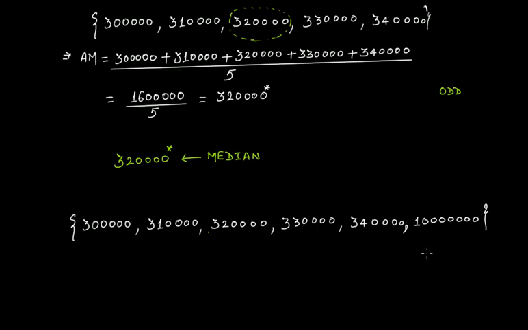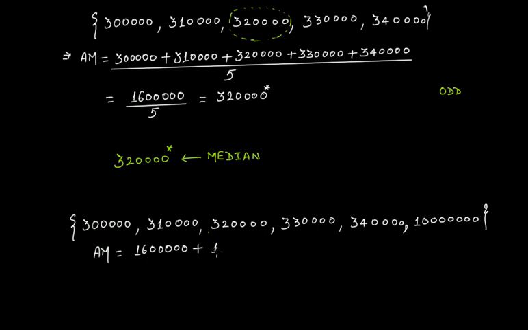What will you do? Will you calculate arithmetic mean in this case? Let me show you what will happen. Here, your arithmetic mean came 3,20,000, and that is wonderfully placed, between 3 lakh and 3,40,000. That's perfect. Now try to calculate arithmetic mean for this one. If you add all these values, the previous sum was 16 lakh.